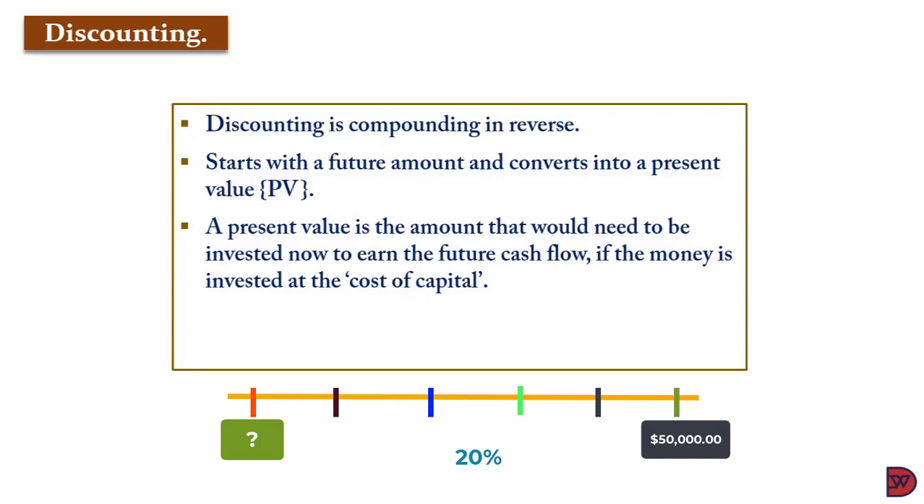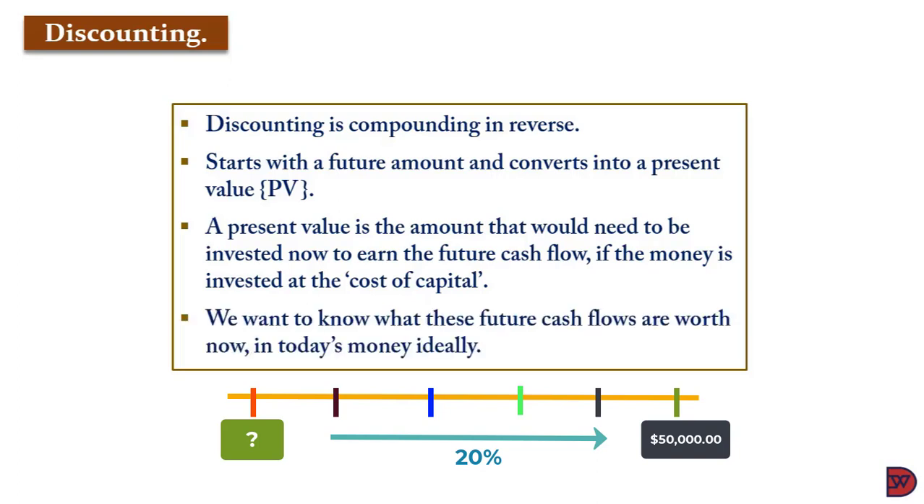It will enable you to know how much to invest, so that if it is compounded annually or semi-annually or whatever the compounding period is at that interest rate, it will give you that $50,000 when the 5 years is due. So basically, you want to know how much future cash flows are worth in today's money terms, ideally.